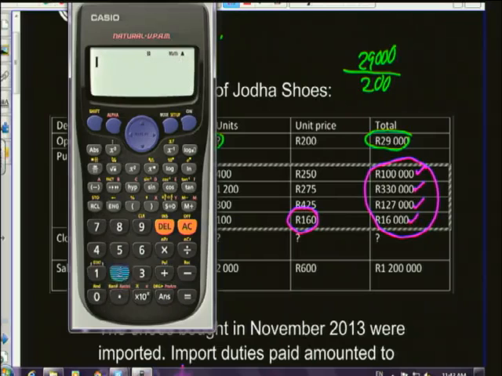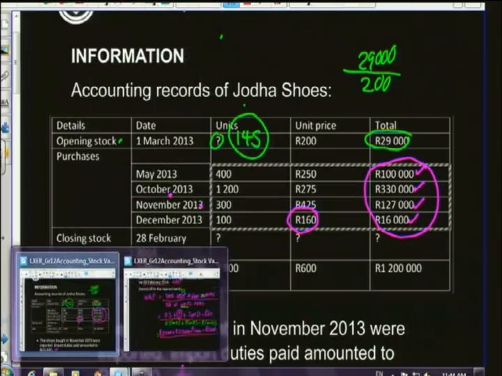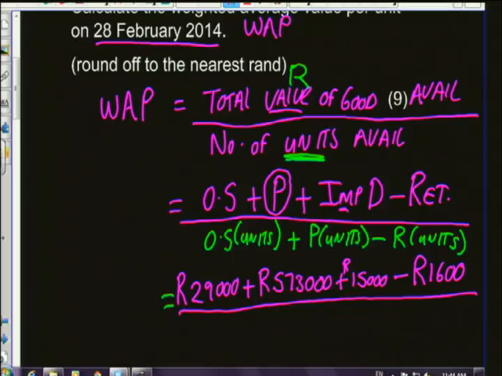So let's get that calculator out. The total value of my opening stock, 29,000, divided by 200, and the number of units that we had available at the beginning of the year, 145 pairs of shoes. So let's fill that in. Okay, so we had 145. We're now taking this 145 to our calculation. Okay, so opening stock units, 145 pairs.